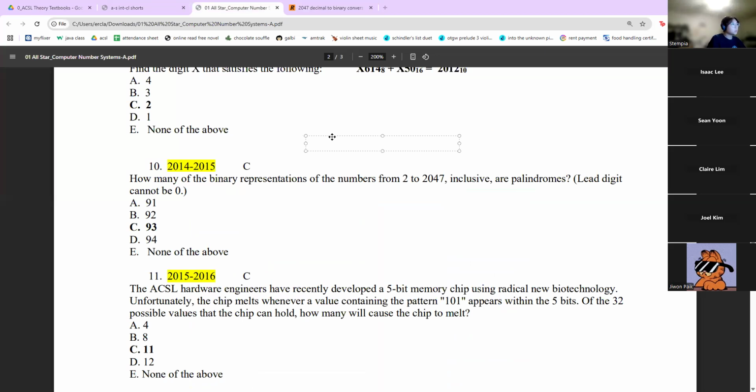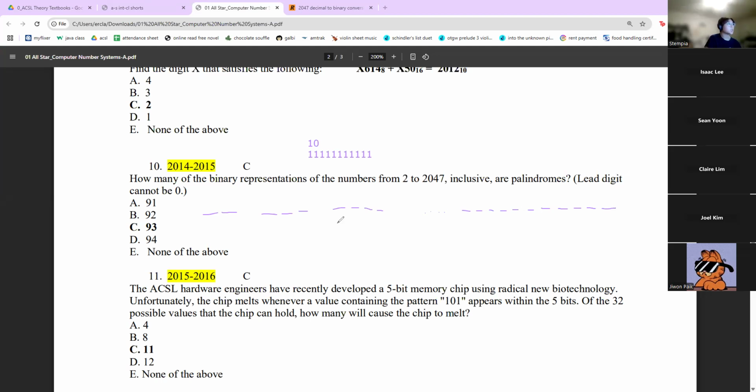So 2 is going to be in binary like 1, 0. And then 2047 is going to be this. The reason why this is important is because of the number of bits that we are concerning ourselves with, right? That basically tells us we can start checking for palindromes from when they have 2 digits, when they have 3 digits, when they have 4 digits, all the way up until when they have 11 digits.